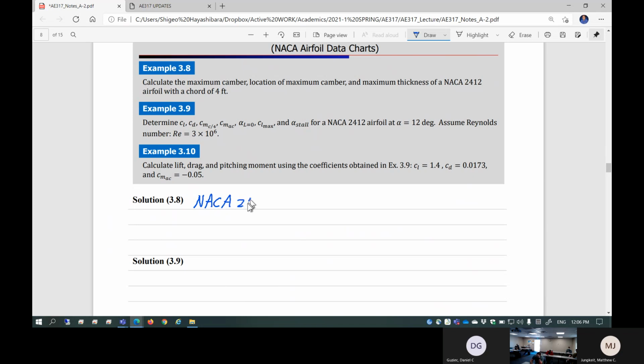NACA 2412. So first of all, maximum camber. Maximum camber is the first digit, 2, right? Maximum camber is 2% of chord, which is 0.08 foot.